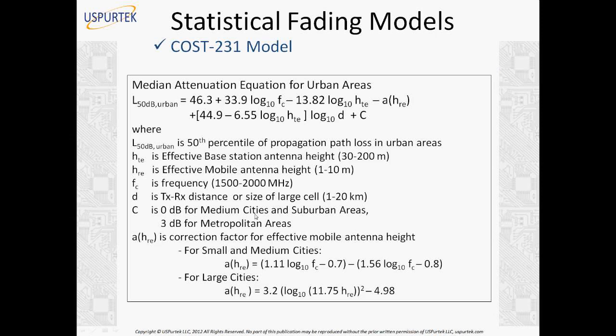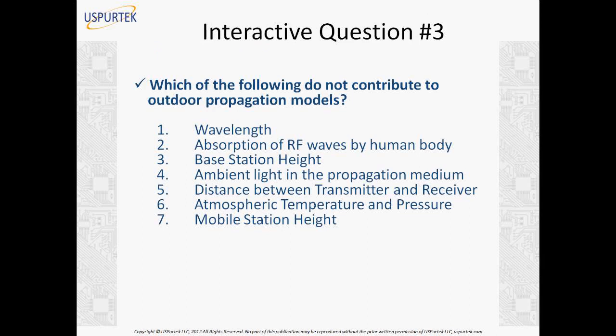Again, we have classification of this correction factor for small and medium cities and for large cities. So I'm going to quickly pass through these slides because this is more of mathematics and just introduction, and move on to the actual examples, and we'll see how we do the analysis. Okay, before we do that, let's pause for a while and try to answer this question.